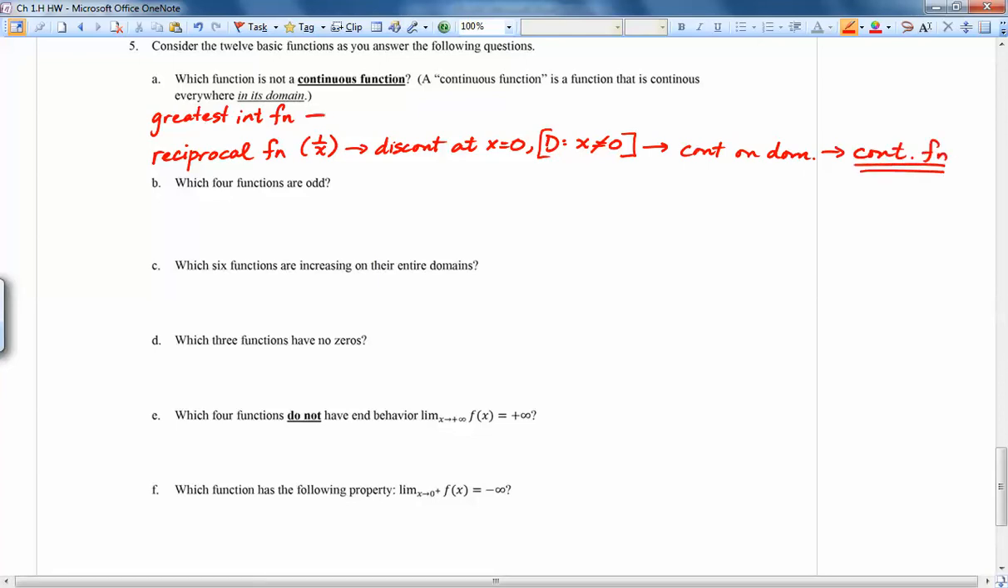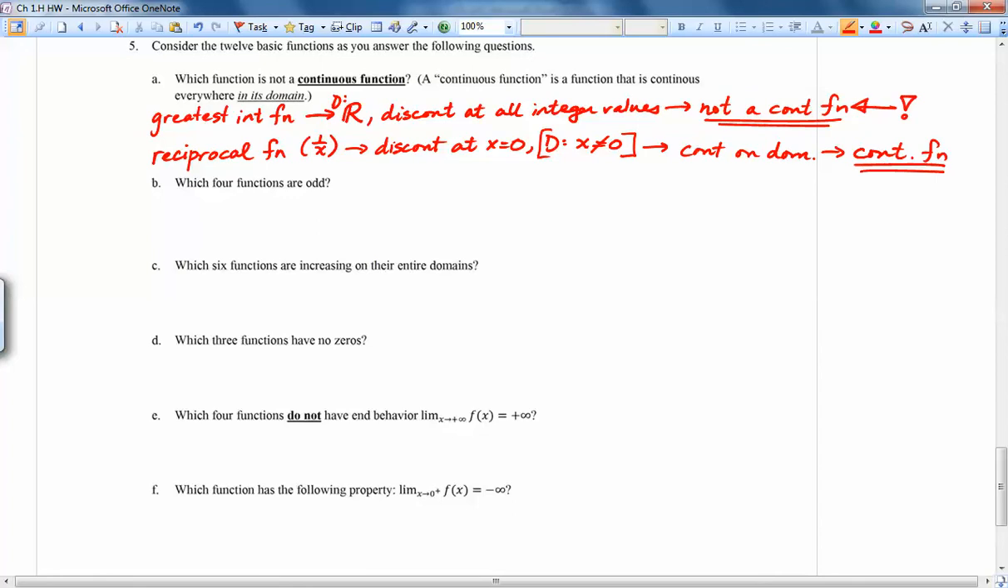The greatest integer function, that domain is all real numbers. And it's discontinuous, so let me write this. Domain is all real numbers, and it's discontinuous at all integer values. So this one, because it's not continuous on the domain, is not a continuous function. So that would be the answer.